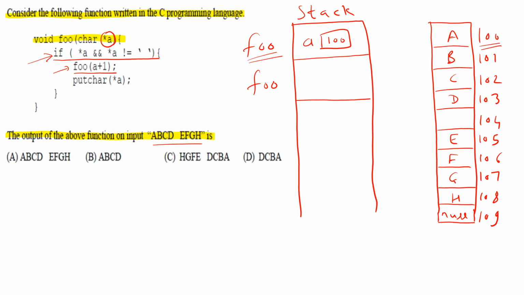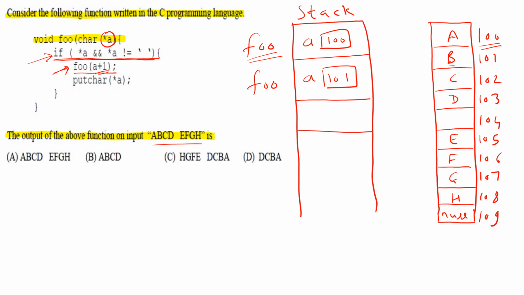For the second call, what are we passing is A plus 1, right? What is A? A is 100. So 100 plus 1 is 101. So in the next call to foo, we have a different copy of A with value 101. Again, we check in the if condition whether A is referring to a legal character. Yes, B is a legal character. A contains 101, at 101 we have B, and it is not a blank space. Since it is a legal character and not a blank space, we again call foo for the third time.